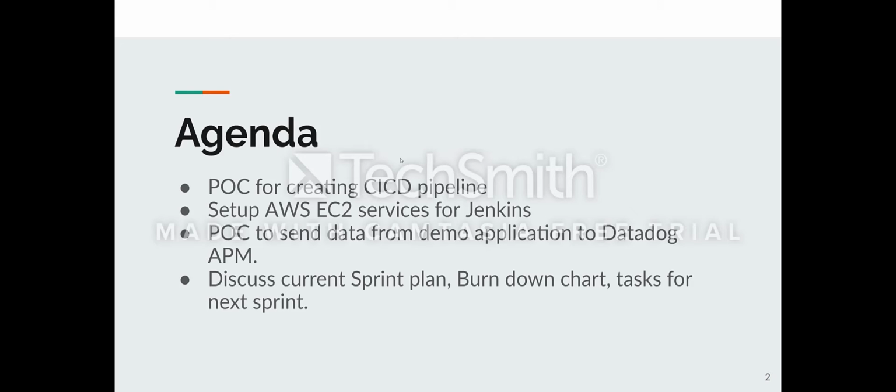So to begin with, I'm going to go over the agenda real quick. Over the past few weeks, we have successfully created the CI/CD pipeline, and we also set up the AWS EC2 server for Jenkins to be hosted at, and we'll also be able to send data from the demo application to the Datadog APM by now. And we are also going to discuss our current sprint plan, the burn down chart, as well as the tasks for the next sprint.